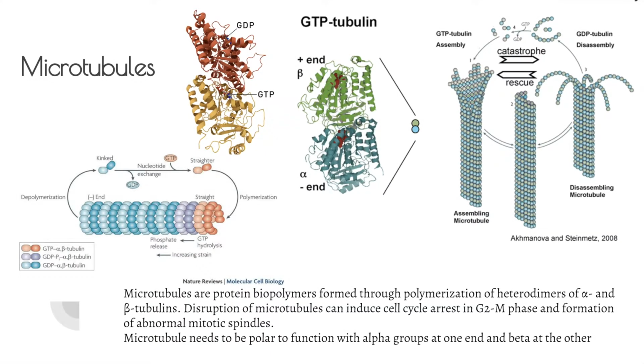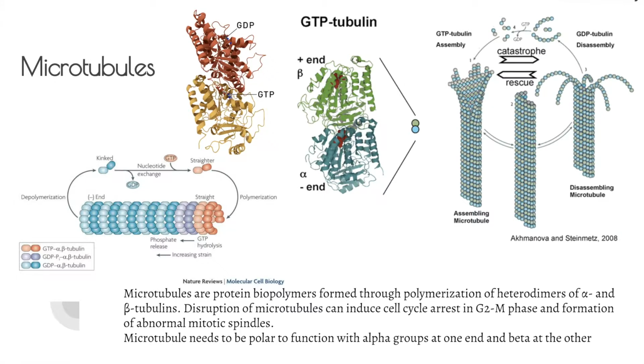Before we can understand how vinblastine works on the chemical level, we have to learn how the microtubule is chemically structured. The microtubule is made up of biopolymers that form through the polymerization of heterodimers of the negative alpha and positive beta tubulins. The negative end of the alpha tubulin will bind to the positive end of the beta tubulin over and over, creating the structure pictured below.